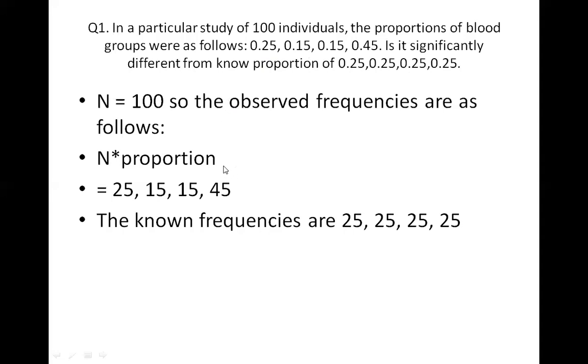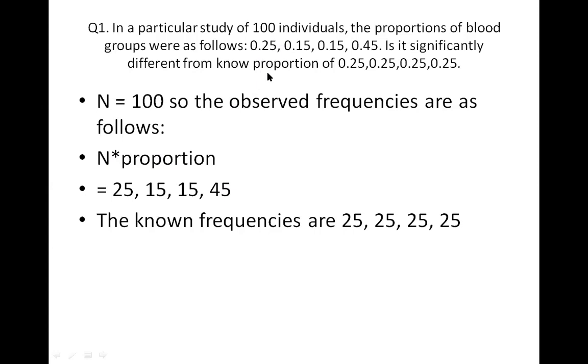So what is given here? N is equal to 100. So the observed frequencies which you need to calculate are 25, 15, 15, and 45. And how will you calculate these observed frequencies? You multiply the sample size by the proportion. So 0.25 into 100, and it will be 25. 0.15 into 100, it is 15.